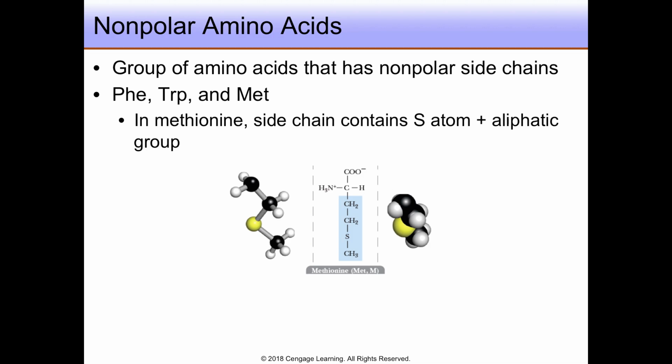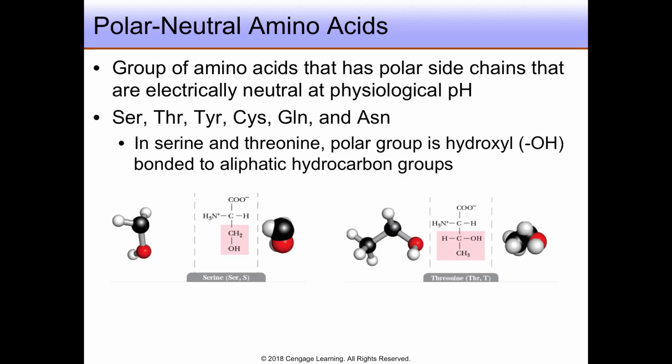Another nonpolar amino acid with a unique side chain is methionine. It carries a sulfur atom, which you may recall is an electronegative element. However, this sulfur atom is bounded by aliphatic hydrocarbons, and it is this feature that makes the side chain nonpolar overall. Another class of amino acids that have uncharged side chains are those that are polar neutral.